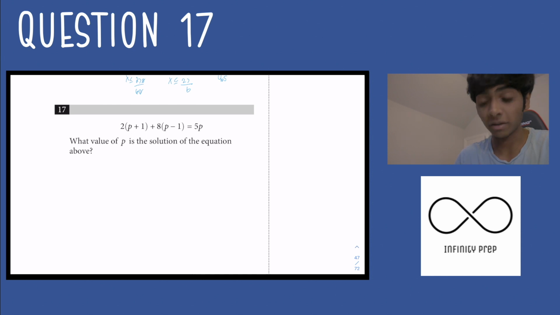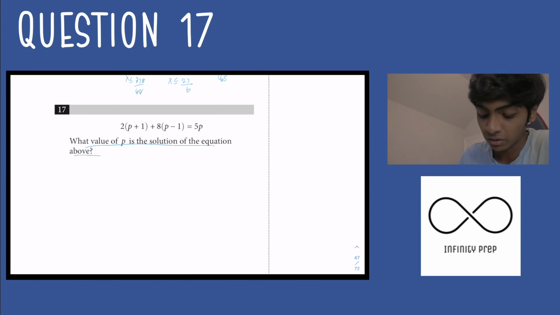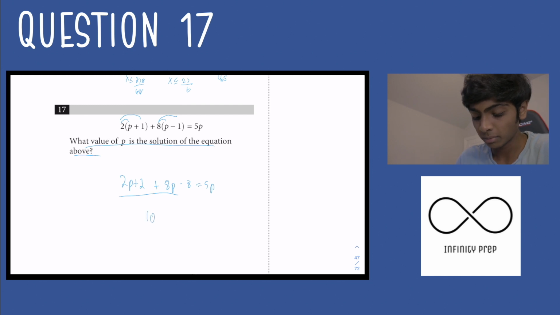Okay, now let's go to number 17. Number 17 states, what value of p is the solution to the equation above? So all we're doing is just solving for p. So we get 2p plus 2. All I'm doing is distributing out the 2, plus 8p minus 8. Same thing, just distributing out the 8, equals 5p. I'm going to simplify the like terms. So we get 10p minus 6 equals 5p. Subtract 10p from both sides. Negative 6 equals negative 5p. Divide out the negative 5 and we get 6 over 5 equals p.